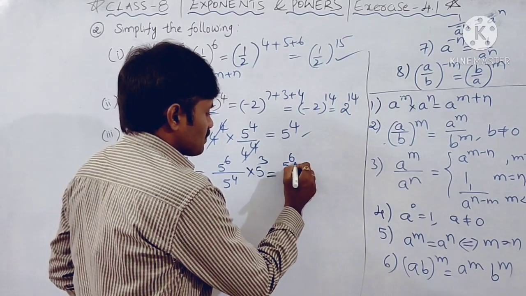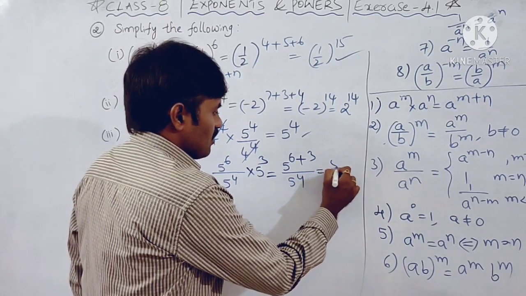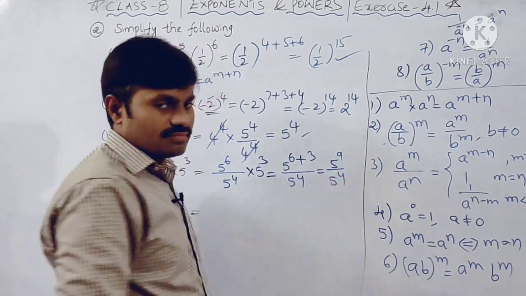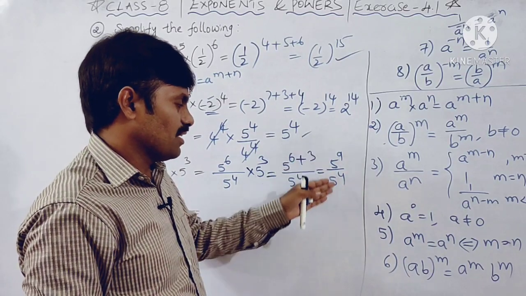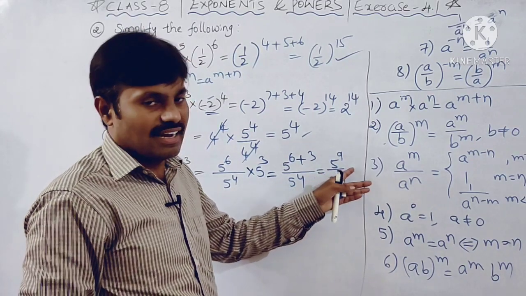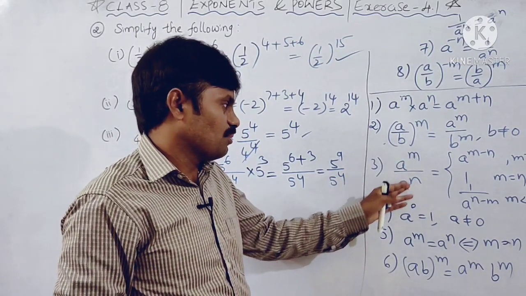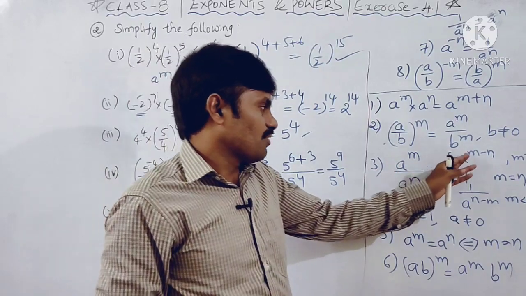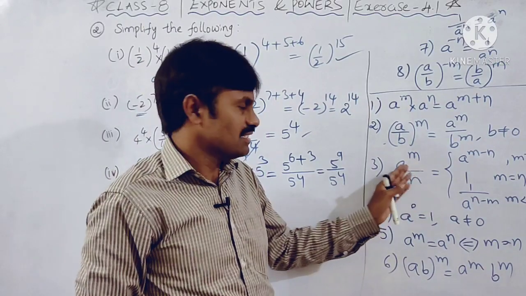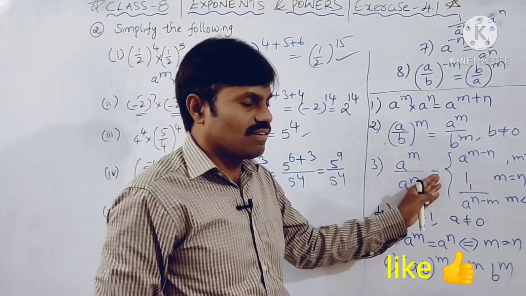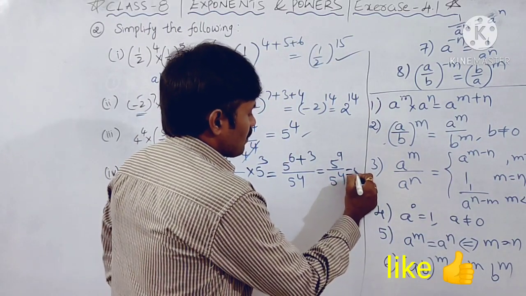So that is 5^(6+3) by 5^4. Then what is the answer here? 5^9 by 5^4. Now observe, my dear friends, these powers are like 5^9 by 5^4, with a division line in the middle. Which formula are we going to apply here? The third one: a^m by a^n is a^(m-n) when m is greater than n. See here, 9 is greater than 4, so the first one applies: a^m by a^n is equal to a^(m-n). So the answer is 5 to the power of 9 minus 4.